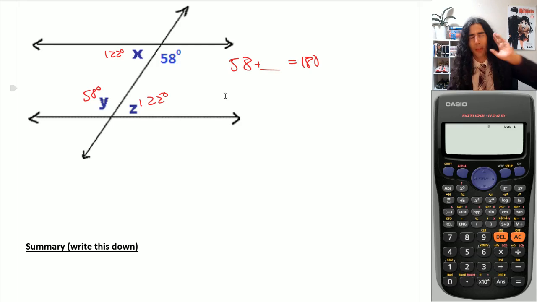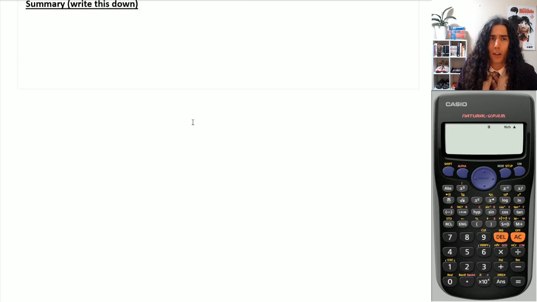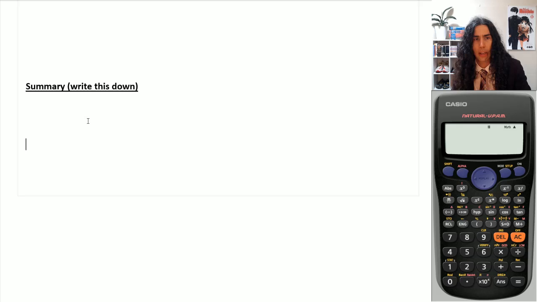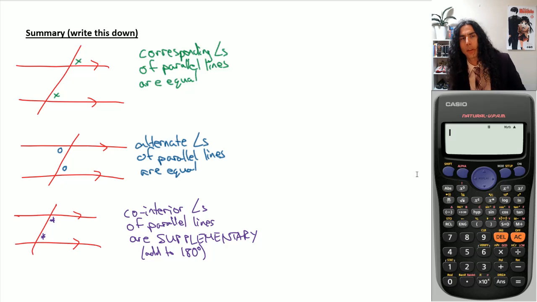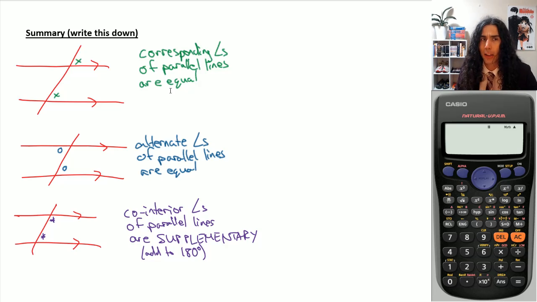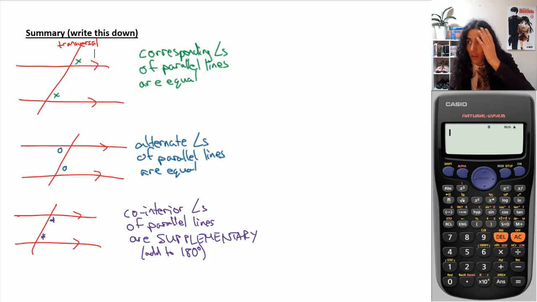Okay. So that was a quick fly through of the 3 types of angles. I had a picture there, but it's gone, so I'm going to pause. Alrighty. So here's a quick summary. Corresponding angles of parallel lines are equal, in green. Alternate angles of parallel lines are equal, in blue, on opposite sides of the transversal. And the last one there, co-interior angles of parallel lines are supplementary. That's in capitals there, supplementary. I will write the word transversal there just in case you don't know it, the thing that cuts the parallel lines, and add to 180. So I'm going to pause here, give you a chance to write that down.